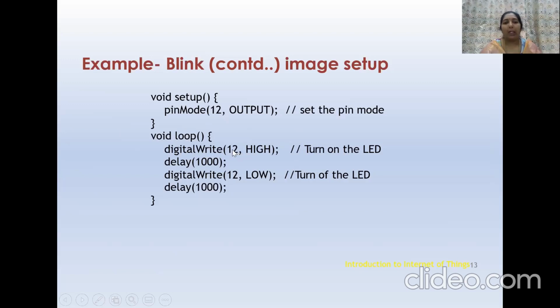Whatever device is connected at the 12th pin, for that pin we are supplying the value HIGH. HIGH is nothing but 1, which turns on the LED. The next one is to switch off the LED: you should write the function digitalWrite(12, LOW). Now you are passing the value LOW, which turns off the LED.